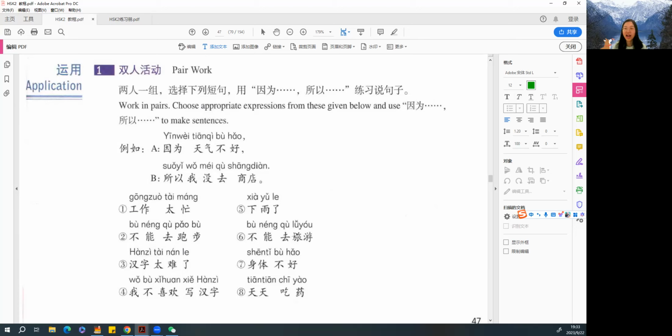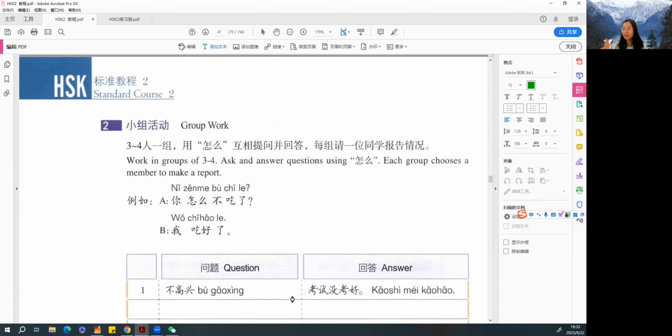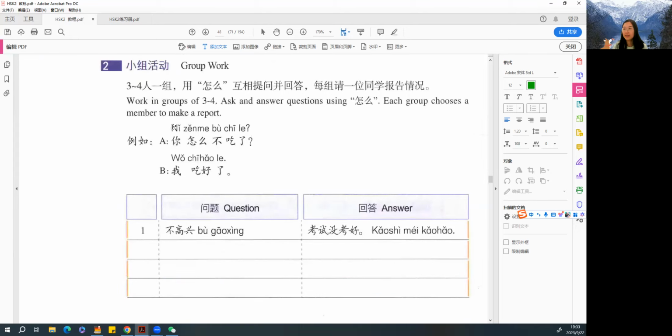Okay, so I can't go traveling. 我不能去旅游。因为 who, remember at least you need to mention a person who you are talking about. So 因为他身体不好，所以天天吃药。That's totally fine.